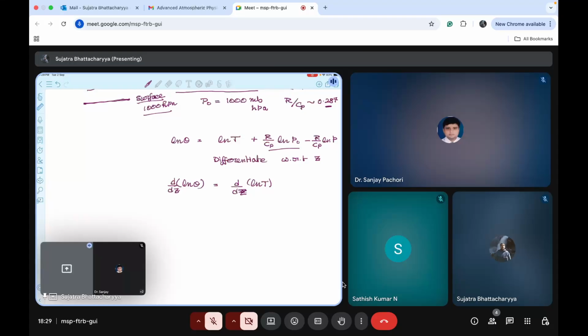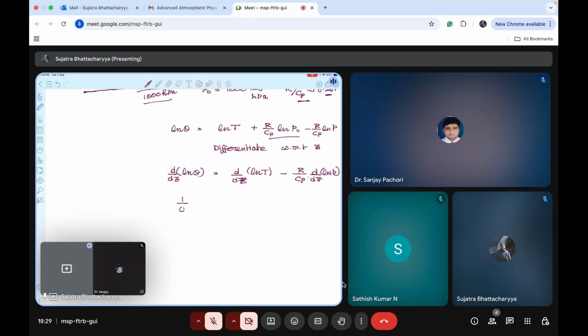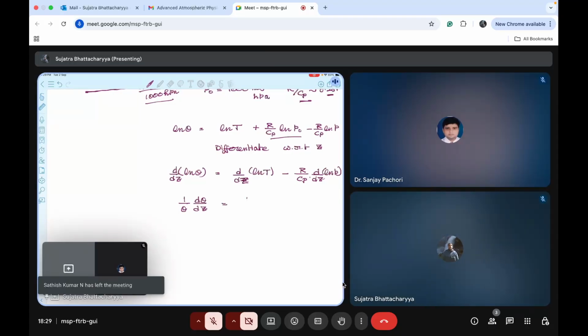This is a constant, right? P naught is 1000 millibar. I have fixed it. R and Cp, I have told you that this is a constant. So if you take a derivative with respect to z, it is not varied. So it is 0 minus R by Cp d dz, of course, of log of p. So what is this? This is 1 by theta d theta dz. What is this? This is 1 by T dT dz. And this is minus R by Cp p dp dz.